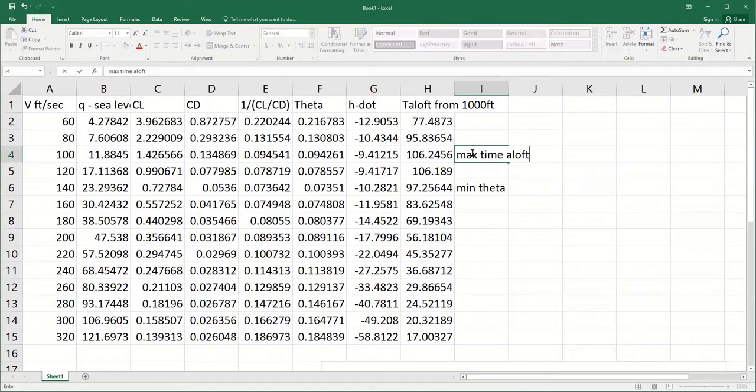And that's because they're two different optimizations. And it's because in the H dot, you have the V times the sine of theta. So minimizing theta does not necessarily give you the minimum time aloft. And notice that the minimum theta occurs at a higher airspeed than the time aloft does. And that's what makes the difference. Here you're flying slower. You're flying at a slightly steeper angle, but you're flying slower. And so you still stay in the air longer before you hit the ground.